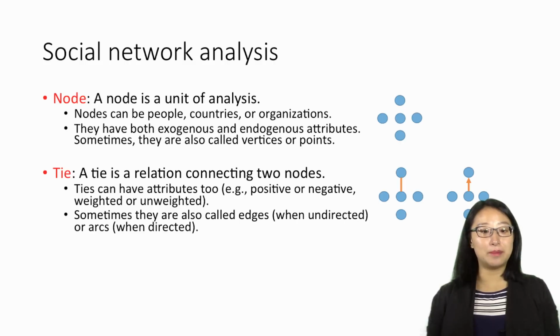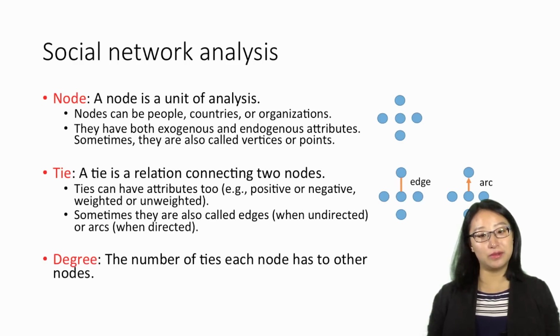Also, you can say you like person A more than you like person B, which indicates that your tie with person A is stronger than your tie with person B. Sometimes, ties are also called edges when the tie is undirected, or arcs when the tie is directed. The number of ties each node has to other nodes is called degree. In the figure, nodes 1, 4, 5 have a degree of 1, node 2 has a degree of 2, and node 3 has a degree of 3.